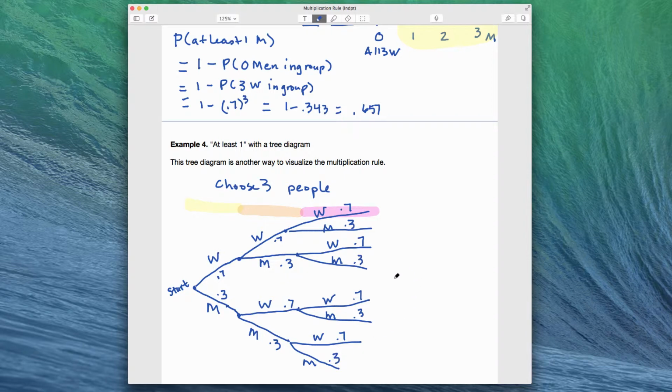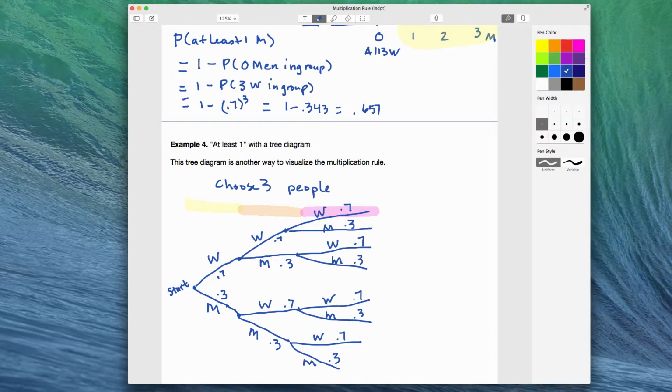So I filled in these 0.7s and 0.3s because they represent what happens at that exact point in time. I'm not looking at the course of everyone selected. It is when you go to choose your third person, what could happen? Woman or man, and then the probability is associated. Now, when we get to the very end here, this is where we're going to look at all together. This is the cumulative.